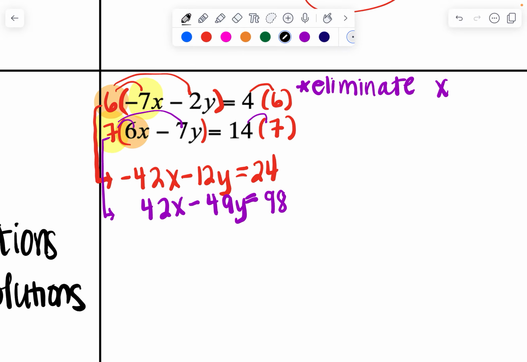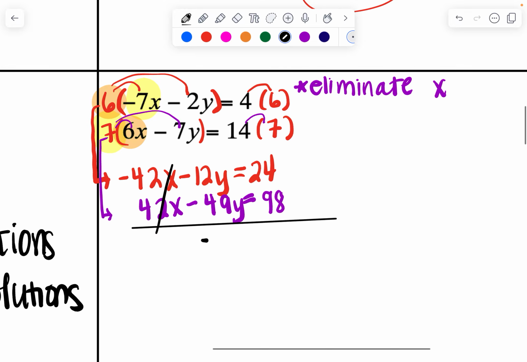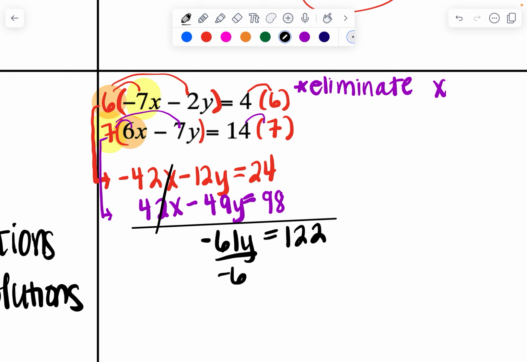So I'm going to go ahead and combine like terms here. Negative 42x plus 42x, those go away. Negative 12y and negative 49y is negative 61y. 24 and 98 is 122. Dividing both sides by negative 61, I'll get that y is negative 2.